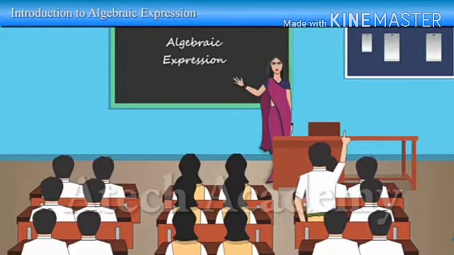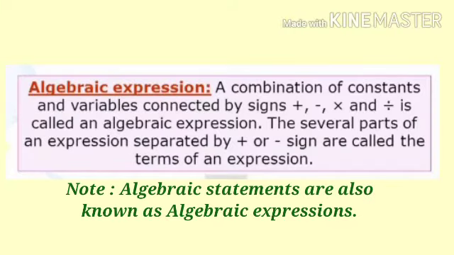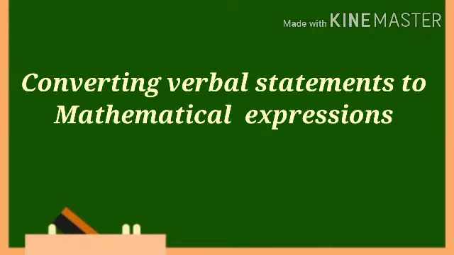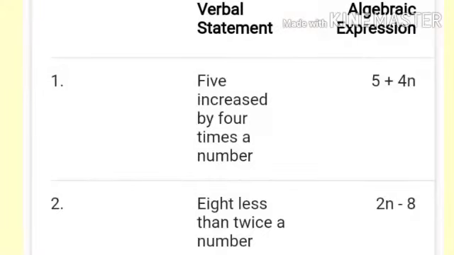Students, you must know what is an algebraic expression and verbal expression. Algebraic expression: a combination of constants and variables connected by signs plus, minus, into and divided by, is called an algebraic expression. Verbal expression or verbal statement: a verbal expression is a mathematical statement that is expressed in words. Students, I have given few examples of converting verbal statements to mathematical expressions in the following tabular column.